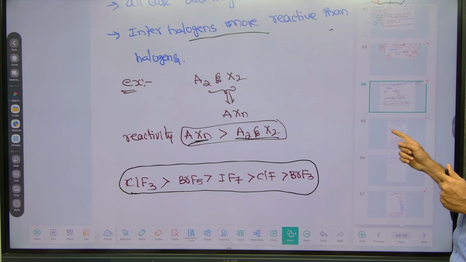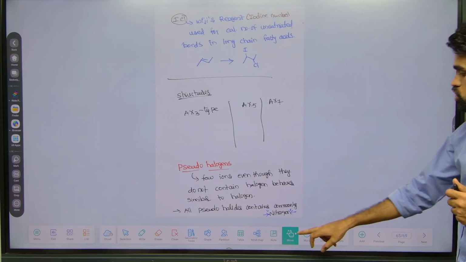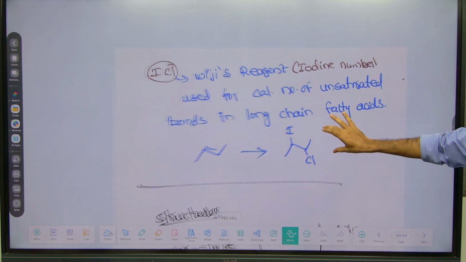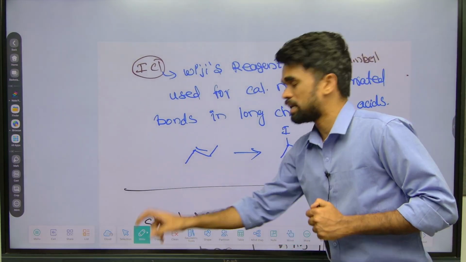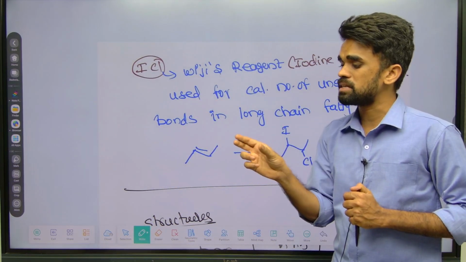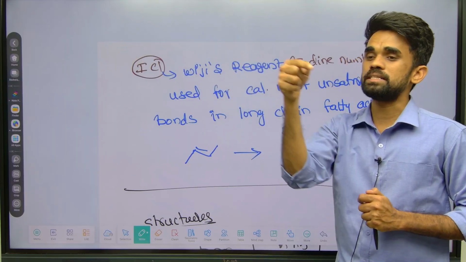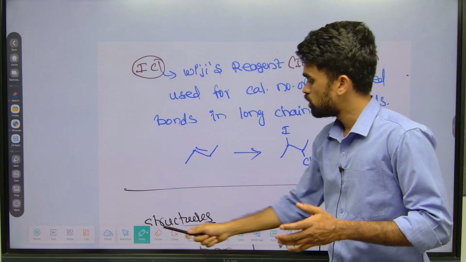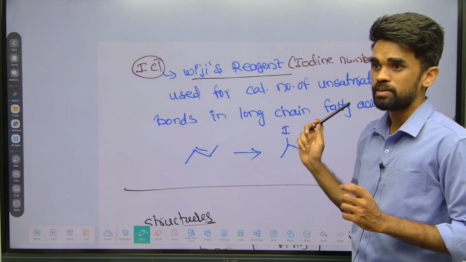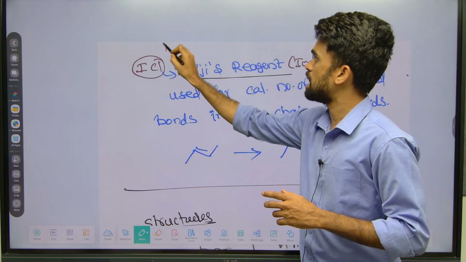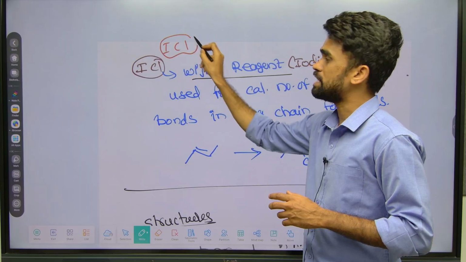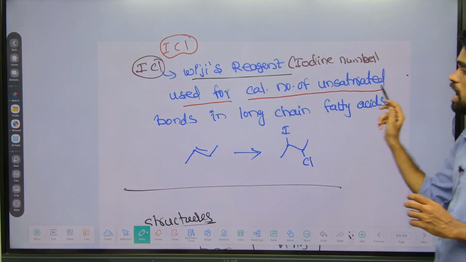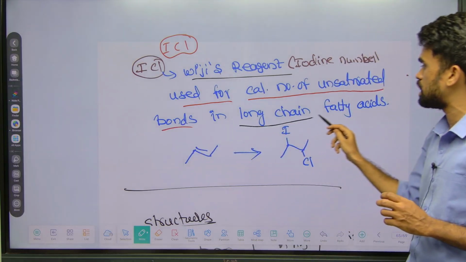See, we know alkenes are unsaturated compounds. Alkynes are also unsaturated compounds. So I am giving you one random example of an unsaturated compound. I am asking how many degrees of unsaturation it has, or how many pi bonds it has. We can identify this using Wijs reagent. What is it? It is nothing but ICl. So what is the use of ICl? We can use it for calculation of the number of unsaturated bonds in a long chain fatty acid.